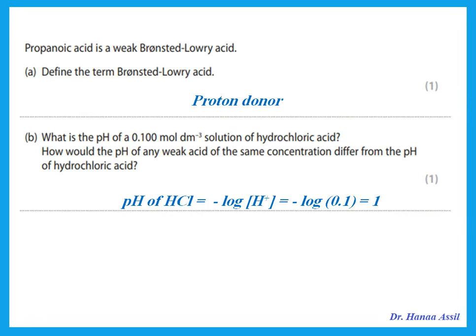Now, how would that differ from the pH of a weak acid? Well, you should know that the pH of the weak acid would be higher than 1. It will be 3, 4, 5. Weak acid has a higher pH than a strong acid.